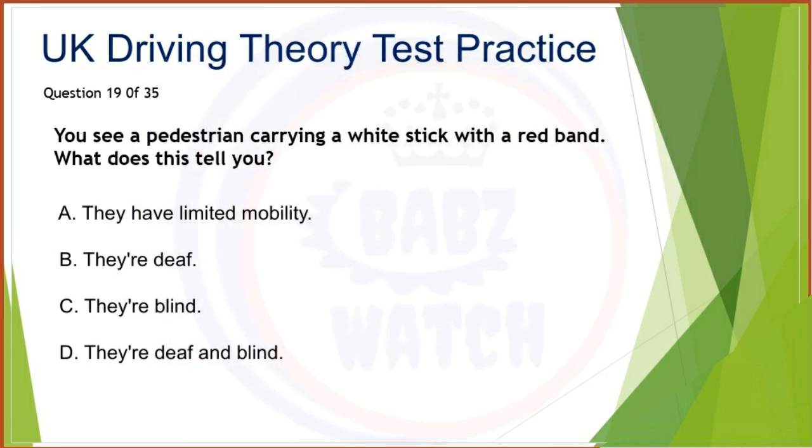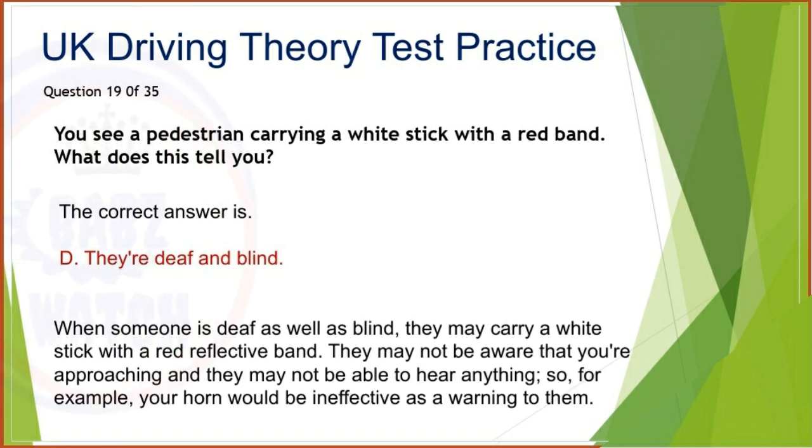Question 19 of 35. You see a pedestrian carrying a white stick with a red band. What does this tell you? A. They have limited mobility. B. They're deaf. C. They're blind. D. They're deaf and blind. The correct answer is D.